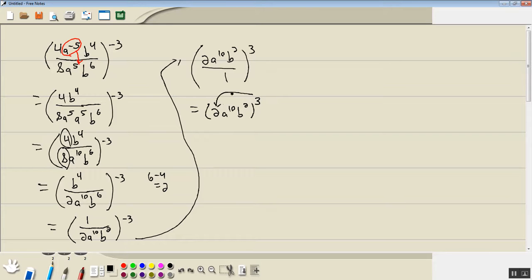And now I'm going to take everything inside to the third power, since everything is multiplication or division. So we got 2 to the third, we got a to the 10th to the third, and we got b squared to the third. 2 to the third is 8. When you raise one exponent to another exponent, you multiply them together. 10 times 3 is 30. And 2 times 3 is 6.